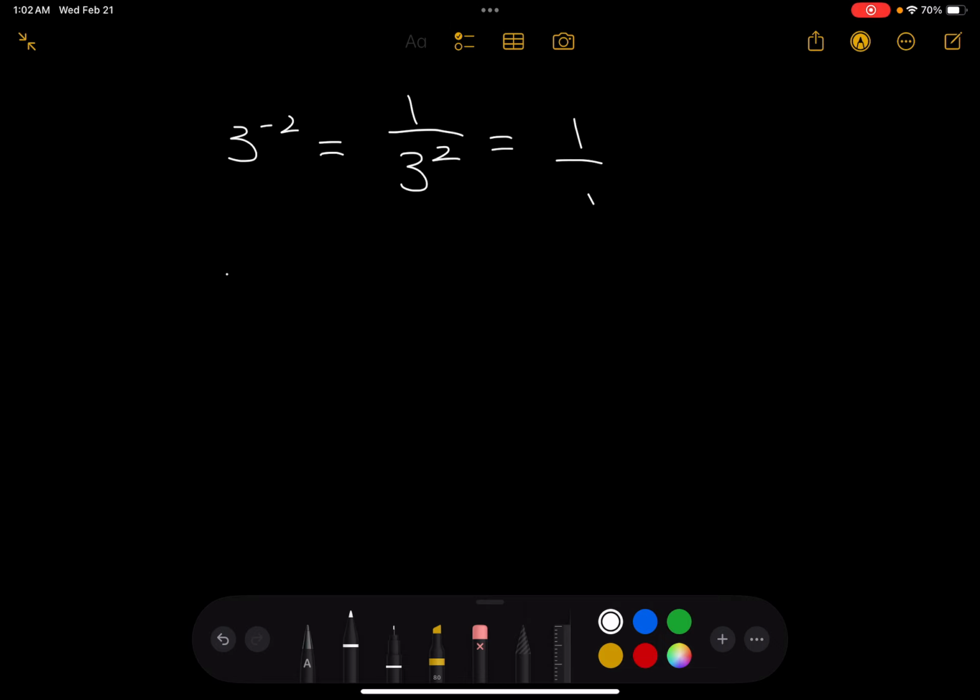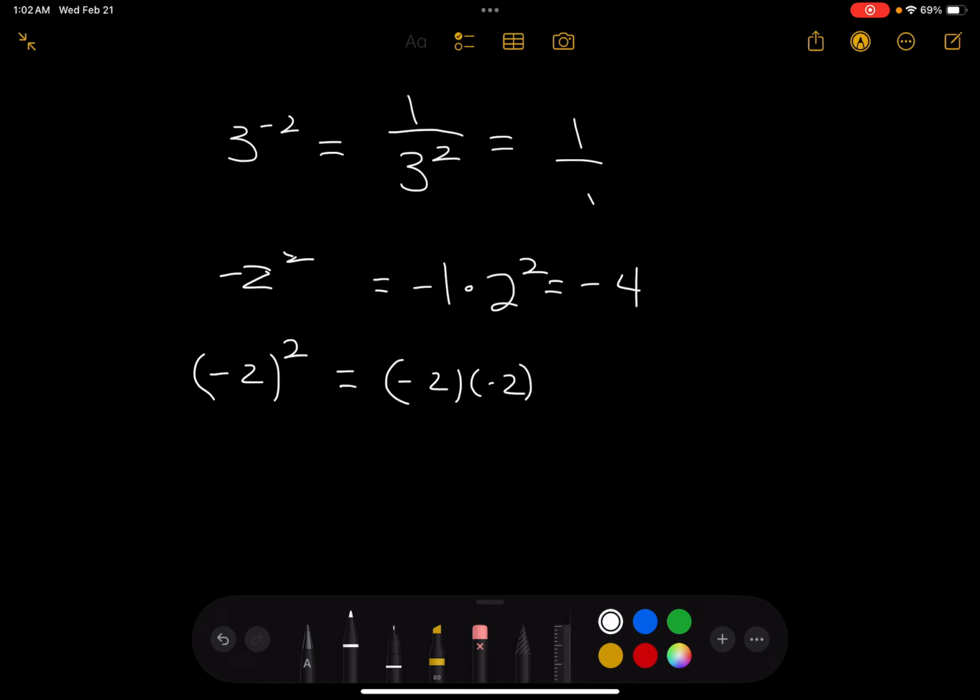Here we might have negative 2 to the second power. And you might think that this is positive 4 because it's negative 2 times negative 2. But because there's no parentheses around the negative, this is actually the same thing as negative 1 times 2 to the second power. So therefore this would be negative 4. It would be positive 4 if it was negative 2 with the parentheses with the second power, because this is the same thing as negative 2 times negative 2, and a negative times a negative is positive 4.